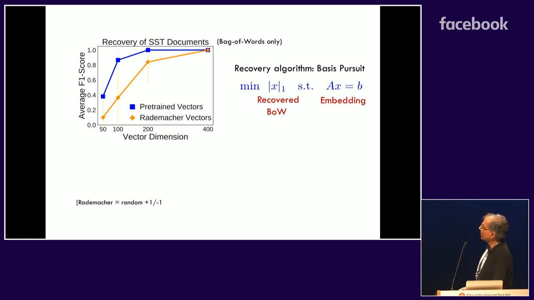And to our surprise, we find that even when you're using trained word vectors, like GloVe, you recover the documents. This is from a classification data set, SST, and you recover it better than with random word vectors. So you recover it better than the theory of compressed sensing would suggest. This is F1 recovery for bag of words vector, and the orange graph is for Rademacher, which is random vectors. So this is kind of surprising, that word vectors actually work better for sparse recovery of text.